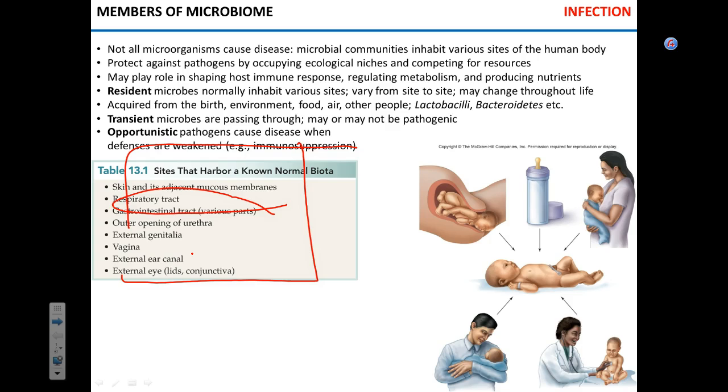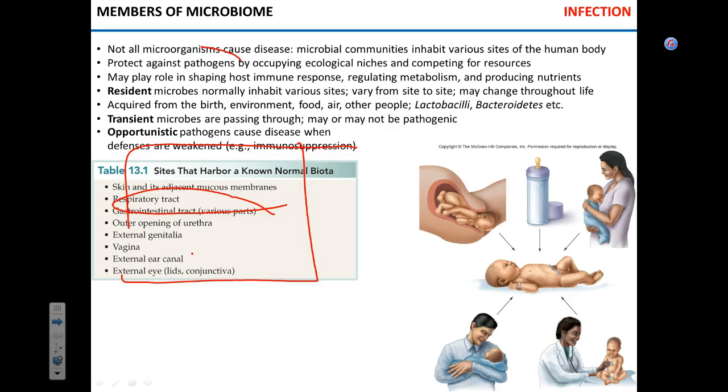Genitalia, the external parts. Although in males it's easier, so it's a mucosal surface of the penis, like glans penis, will of course be covered with microbiota. In females, vaginal microbiota plays a crucial role in protecting against sexually transmitted diseases. Outer portion of urethra, very outer portion. So if you go deeper in the urethra, it's normally sterile. Does that make sense?